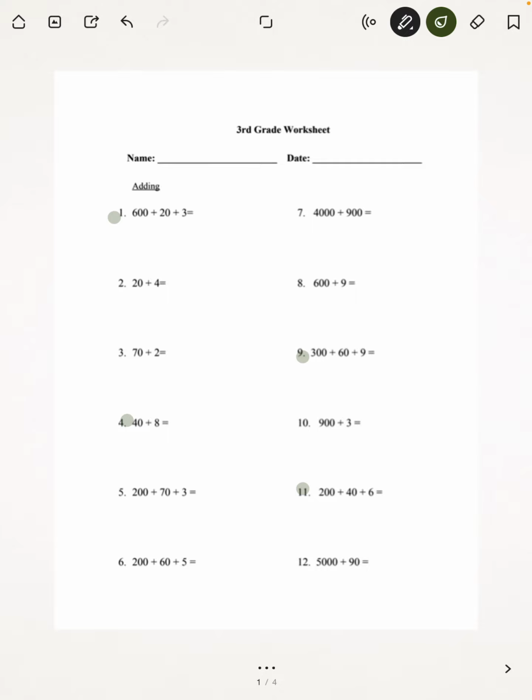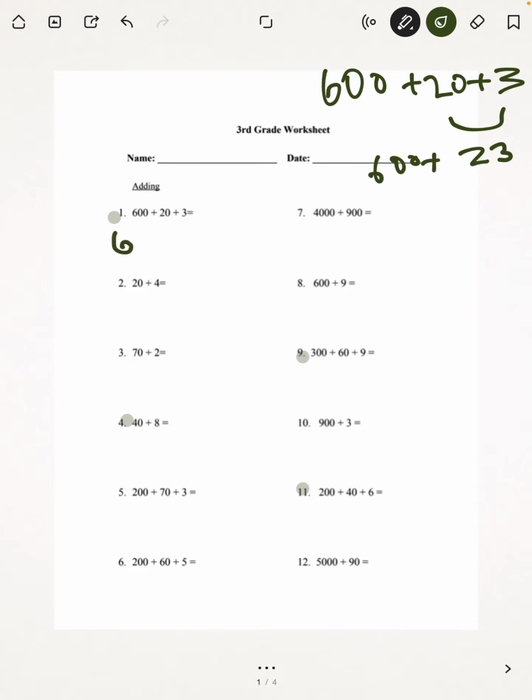Okay, so the first one is 600 plus 20 plus 3. The easiest way to do it is add up the smaller numbers first, because that's easier, and then add those two numbers together. The two smallest numbers are these, so if you add these up, you get 23, and you can just add 600 to it. If you do that, that would equal 623.